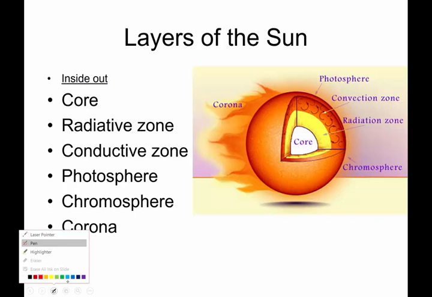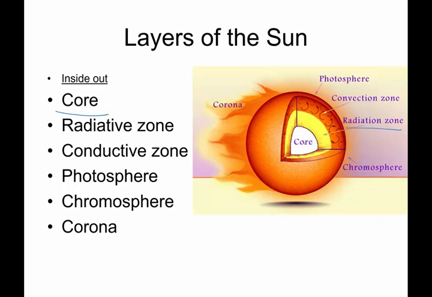Now, our sun has multiple layers to it. It is not the same from the inside to the outside. If you go from the inside out, the major layers are the core, a big area which is known as the radiative zone or the radiation zone.